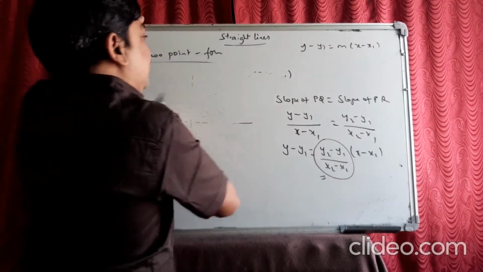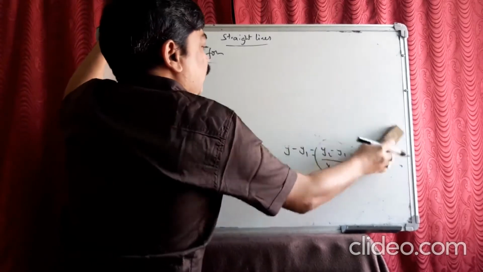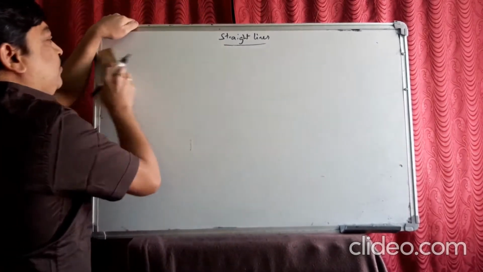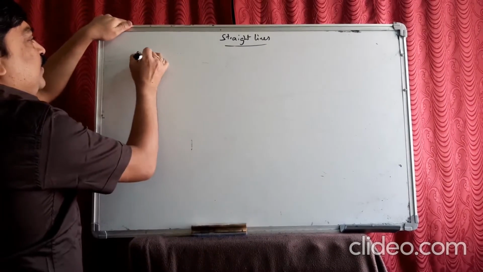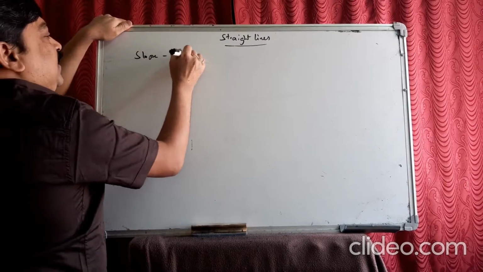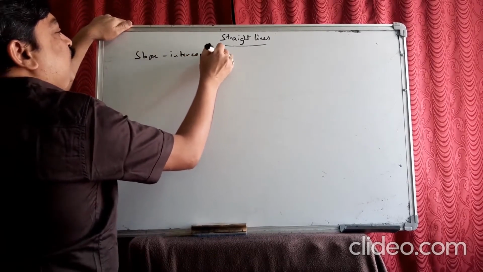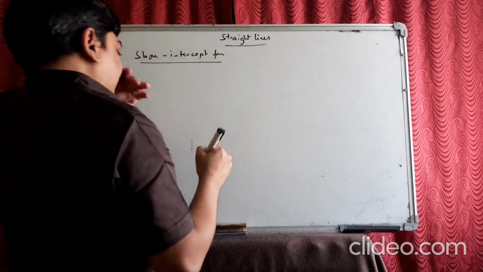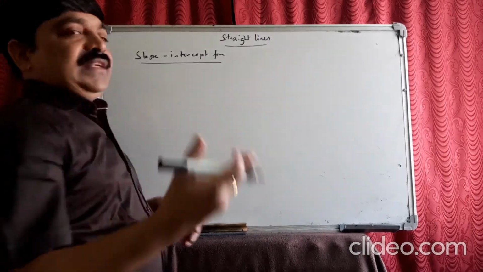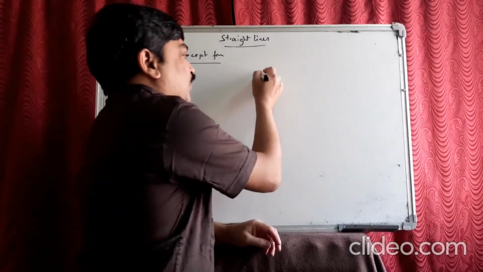Now the third form is slope intercept form. What is the slope intercept form? We will have the y-intercept here. I will first tell you what an intercept is. Suppose you have some line here.